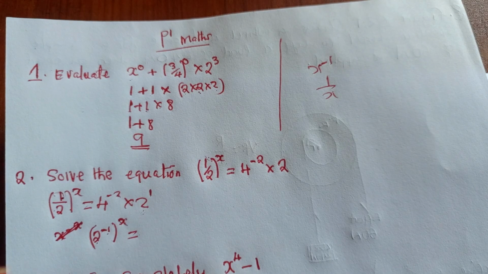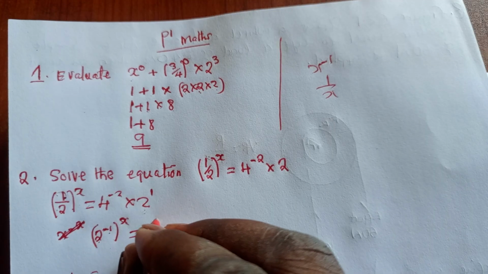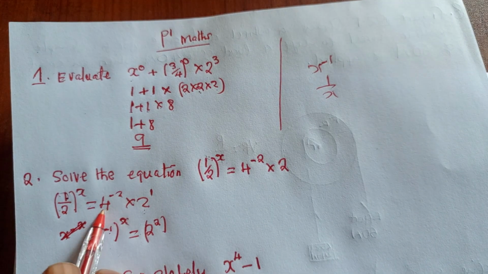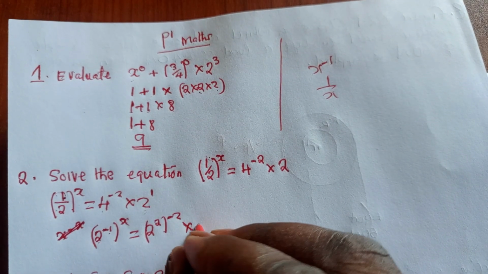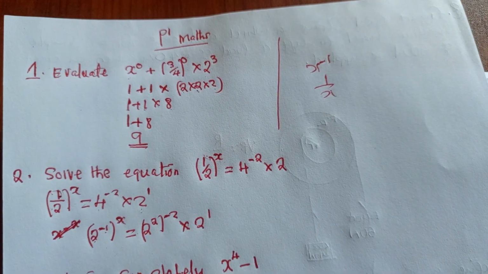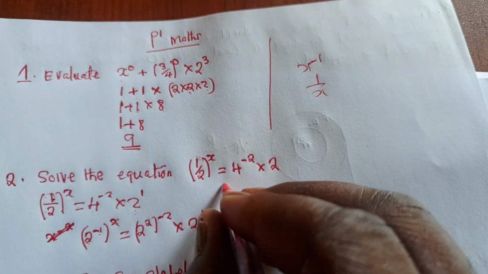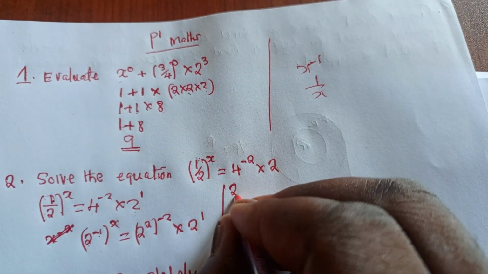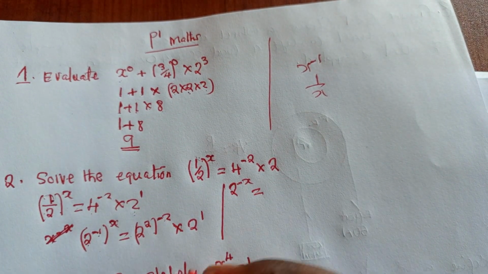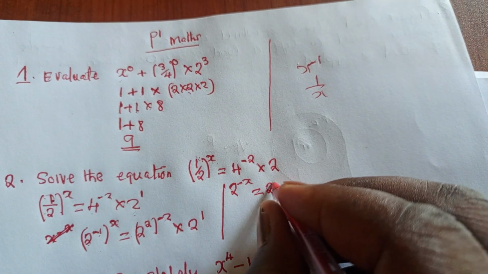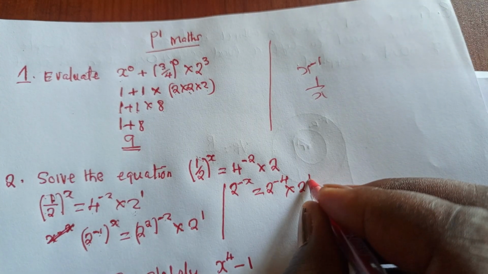Then this 4 again, since I'm seeing 2 here, I need to make the bases same. So I'll say 2 to the power 2, which is same as this 4, then to the power negative 2, then times 2 to the power 1. Now I multiply the powers. So negative 1 times x. The answer will be 2 to the power negative x equal to, again, 2 times negative 2, so 2 to the power negative 4, then times 2 to the power 1.